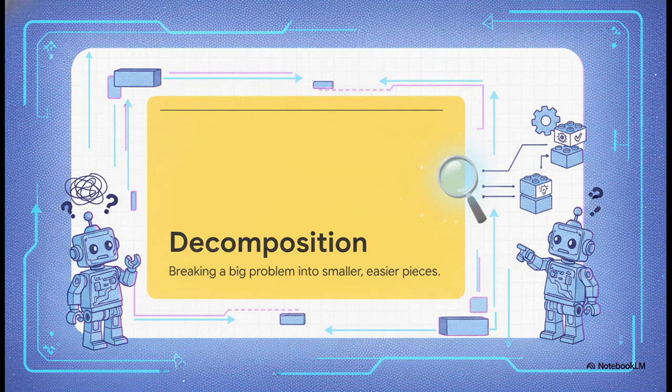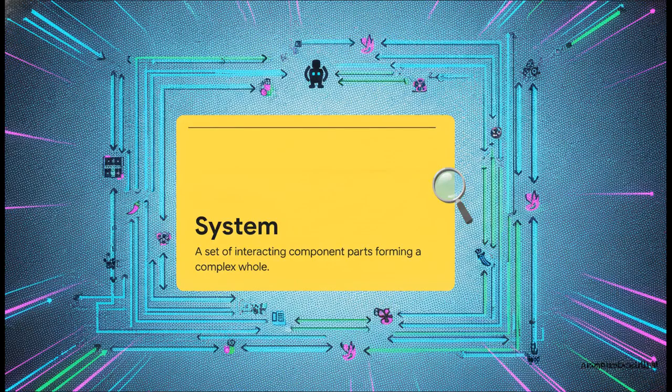And why is this so vital? Well, big problems make us feel confused. We get overwhelmed, and our brains essentially just freeze up. Decomposition stops that overwhelm entirely. It lets your brain focus on just one small, easy-to-understand problem at a time. Suddenly, defeating the teacher isn't this huge, impossible task. It's just a series of small, manageable choices. Let's see how this builds into our next concept, systems.